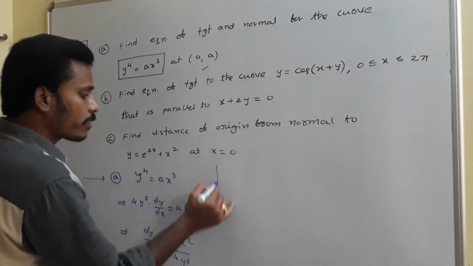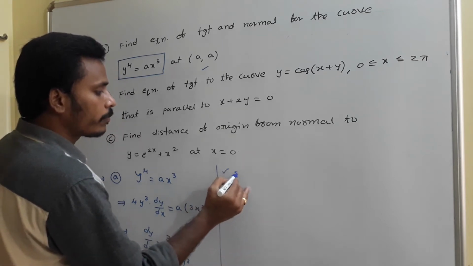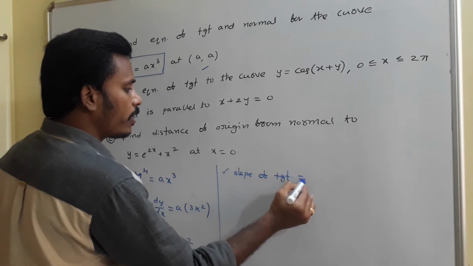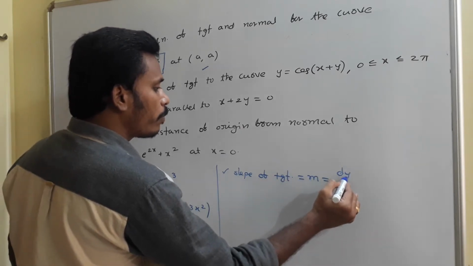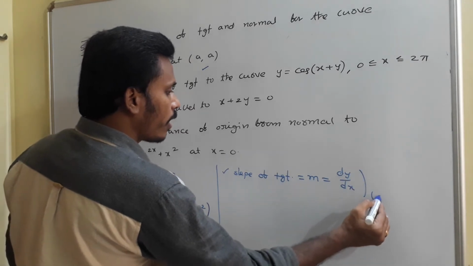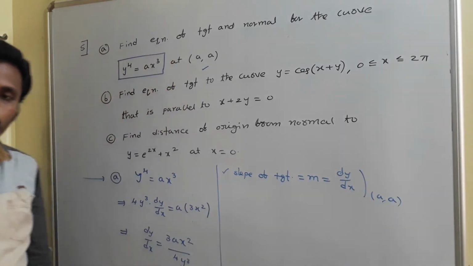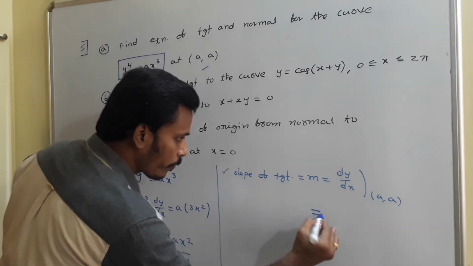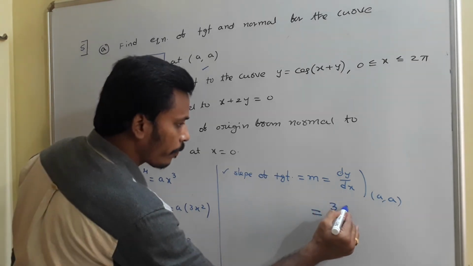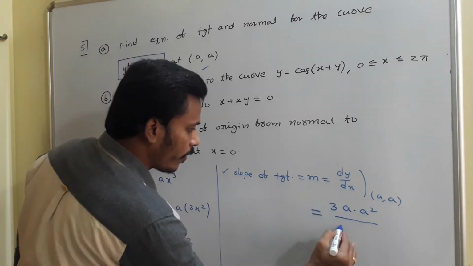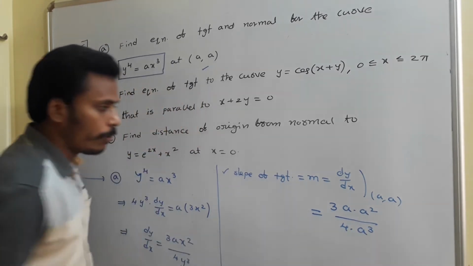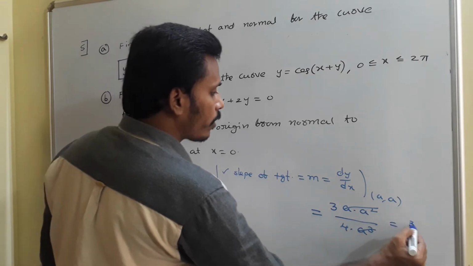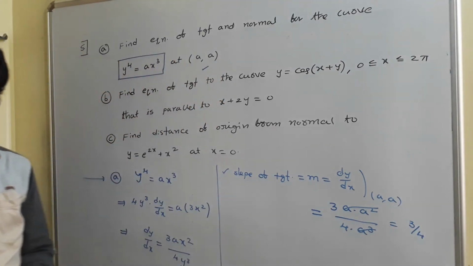Since it is dy/dx, what is the slope of tangent? Slope of tangent is equal to m, and that m is simply dy/dx at the point (a, a). So we need to replace x with a and y with a in this dy/dx. So this is equal to 3a times x², which is a², divided by 4y³, which is a³, because x is a and y is a. So a³ and a³ get cancelled. We are left with 3/4. So the slope of tangent is 3/4.